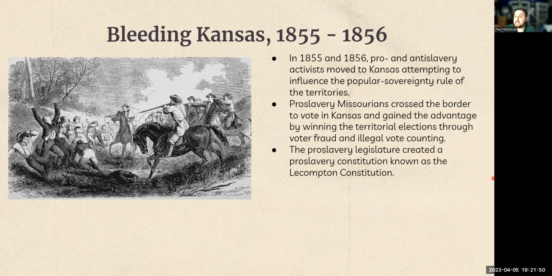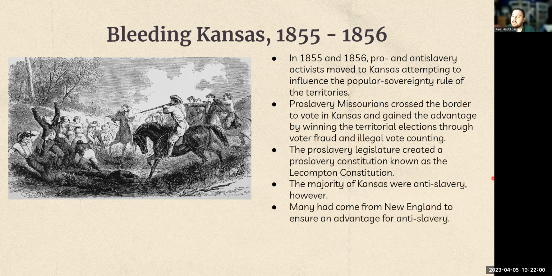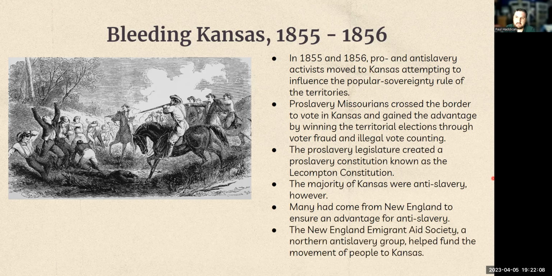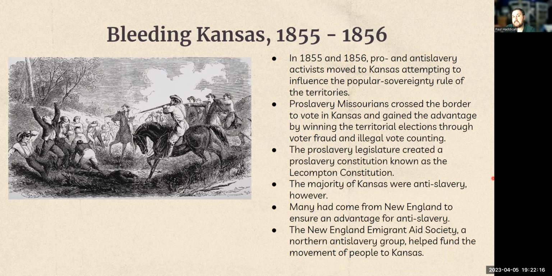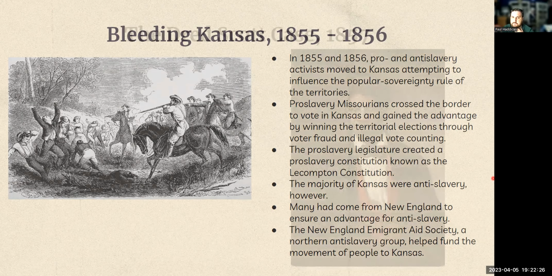And so a pro-slavery legislature will be created, and it'll create the Lecompton Constitution. But the majority of actual Kansans were anti-slavery. And so many of those are coming from New England to get some of this property that they could get. And they wanted anti-slavery, but we don't get to have that, right? And so there's this huge, huge blowout fight between pro and anti-slavery people in Kansas leading up to this election. But ultimately, the pro-slavery people will win in Kansas here.